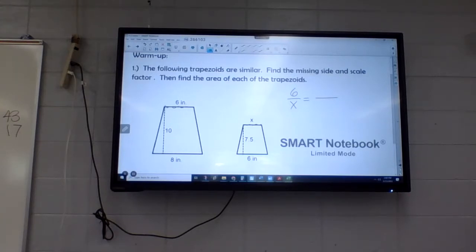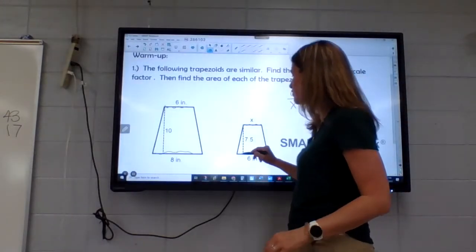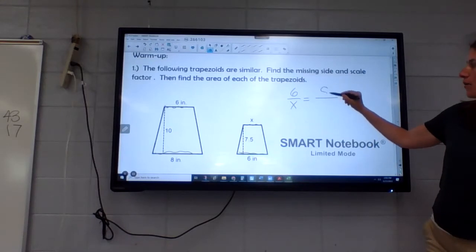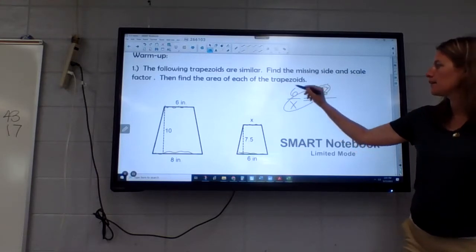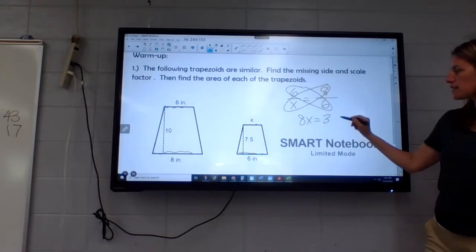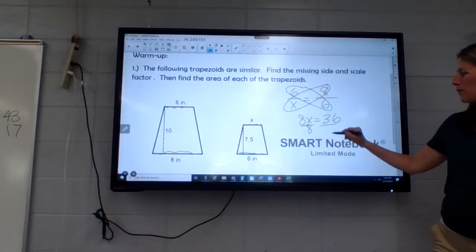So 8 and 6. So then you guys said 8 and 6. Now you could have used the 10 and 7.5, but why not use the nice numbers? So 8 would go with 6. So this almost looks like a geometric mean problem. So we get 8x equals 36. I'm going to divide by 8. And what do we get for our x then?